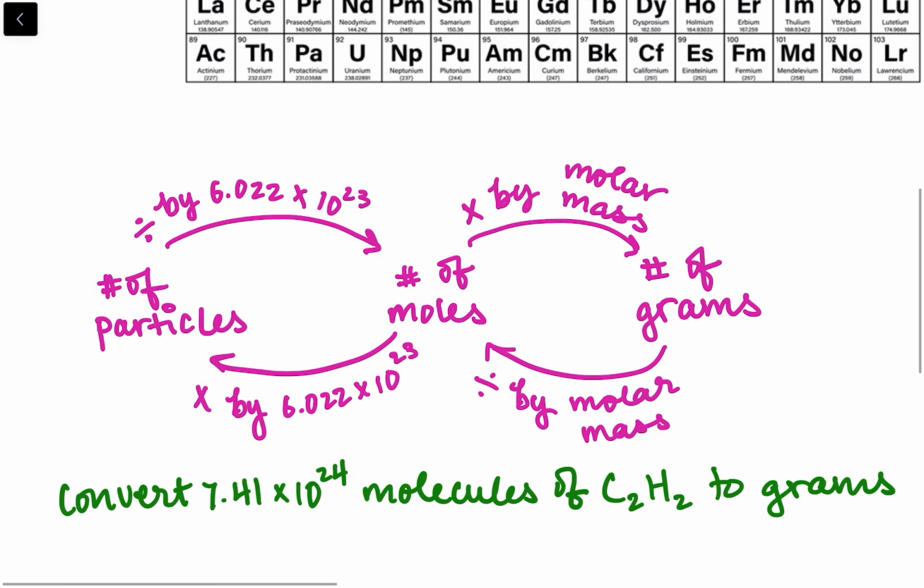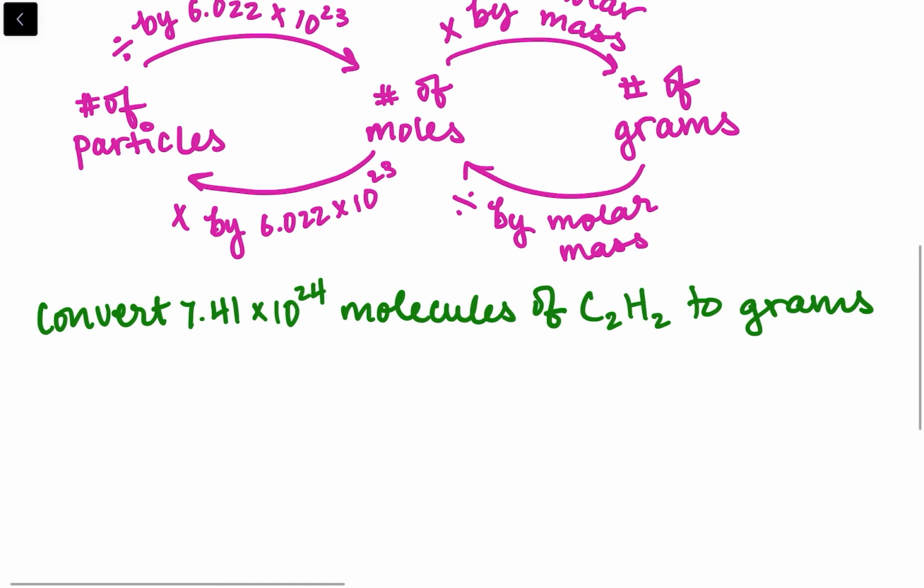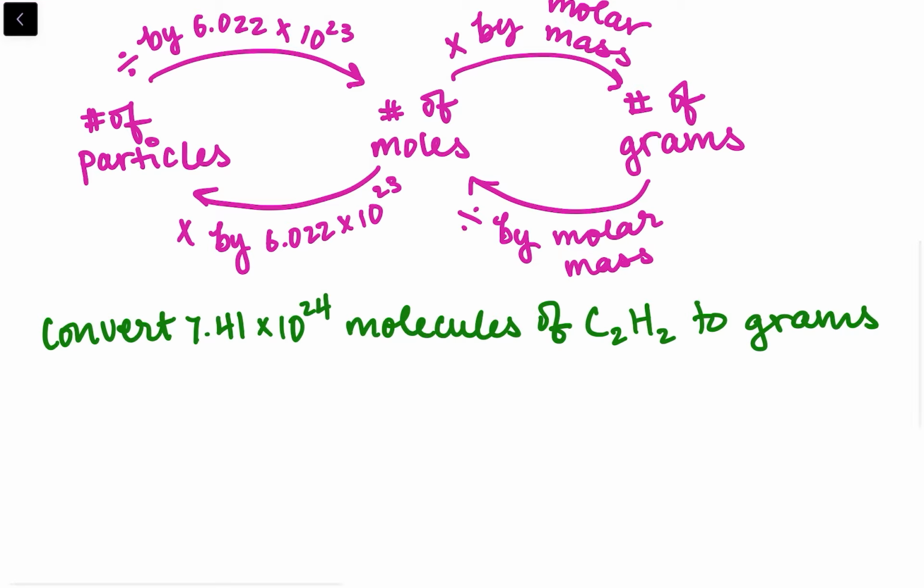So we have this diagram right here, and we can do a quick example to learn how to use this conversion diagram. The question is: convert 7.41 times 10 to the power of 24 molecules of C2H2 to grams. So we are trying to go from the number of particles, which in this case is molecules, to the number of grams.